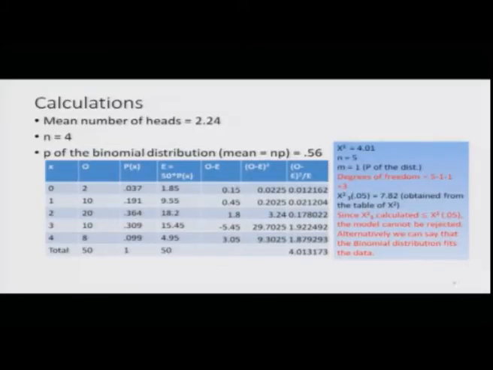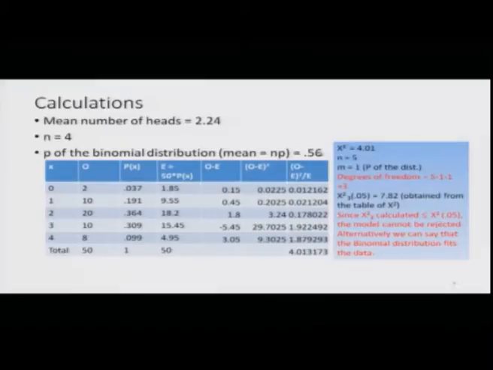You calculate p from these data. In a binomial distribution, theoretically the mean is n into p. n is 4 and p is to be calculated. So p of the binomial distribution, whose mean is np, would be this mean 2.24 divided by n or 4, or 0.56.